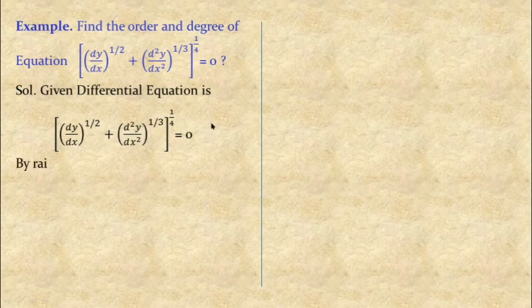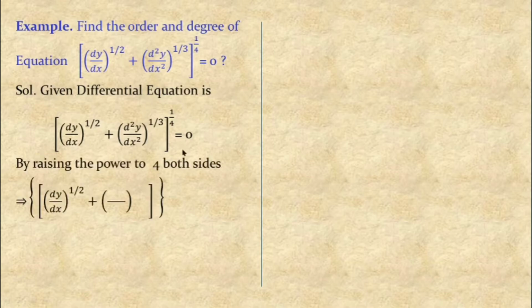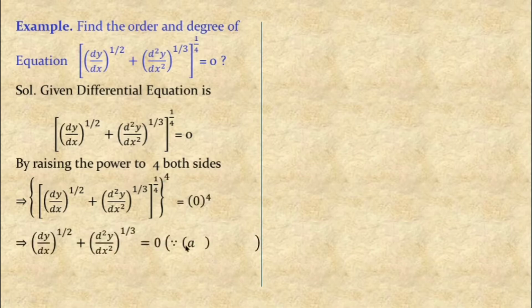For that we raise the power on both sides by 4. This means we apply the power 4 on both sides, and we get it like this. Then 1/4 into 4, using the formula (aᵐ)ⁿ = aᵐⁿ, gives power 1, which we need not write. 0 to the power 4 is equal to 0. So by applying the power 4 we eliminate this 1/4 from the equation.